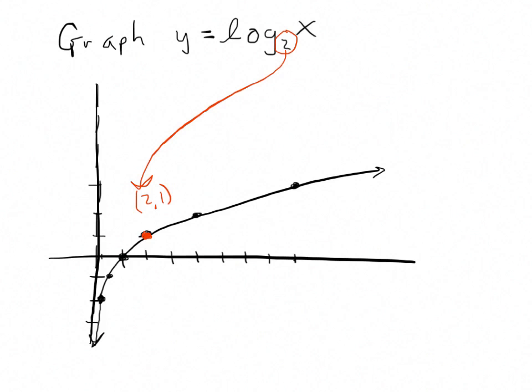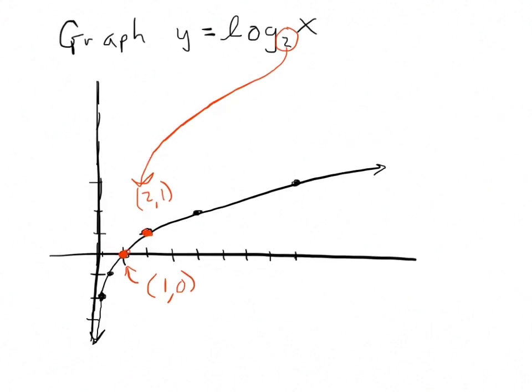And the other point that's always important is this point right here, because the coordinates of that point are 1, 0. For any logarithm graph, you're going to pass through 1, 0, because when we take the log base 2 of 1, or the log base anything of 1, you're going to get back 0.